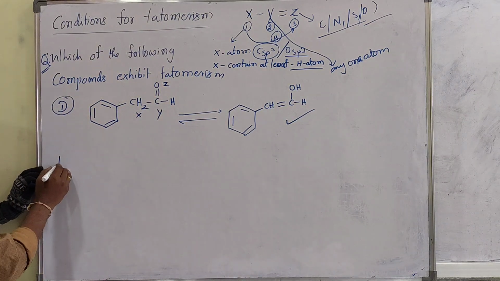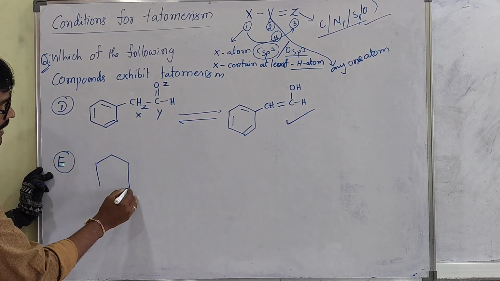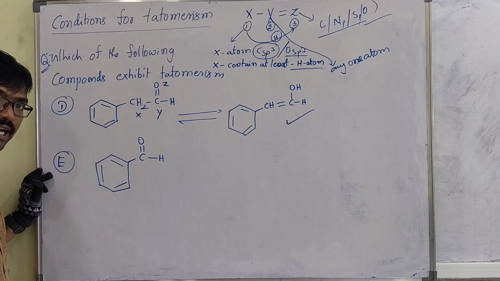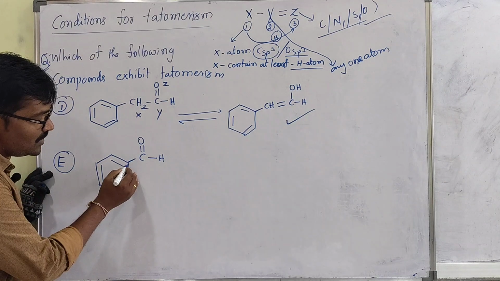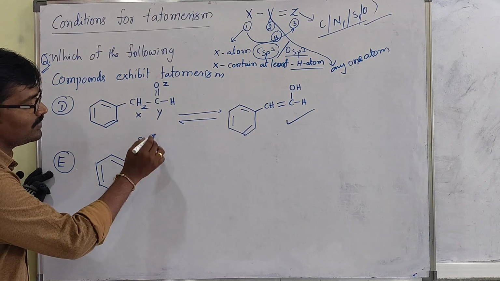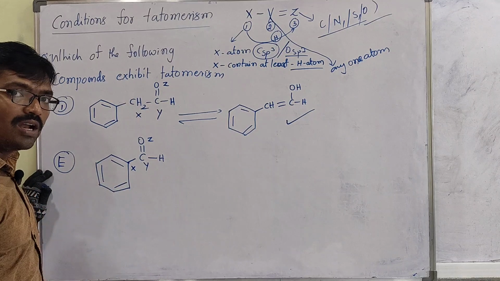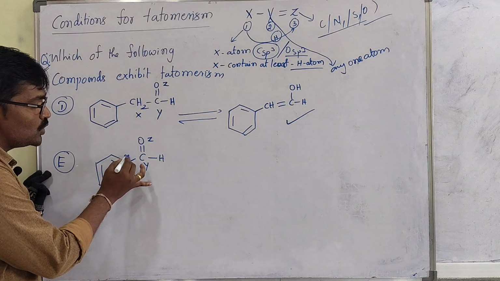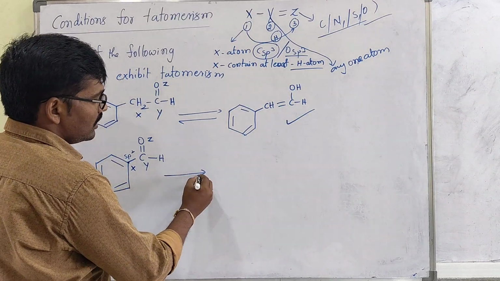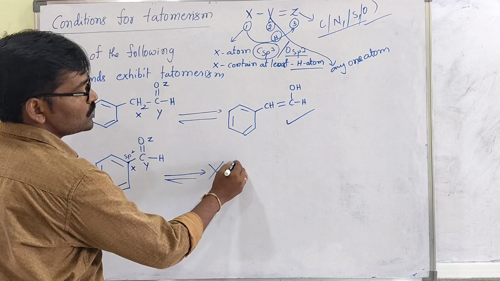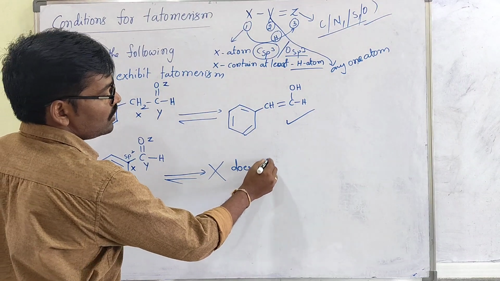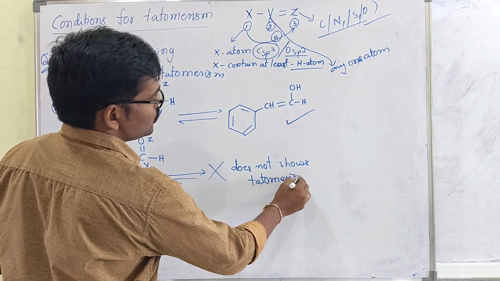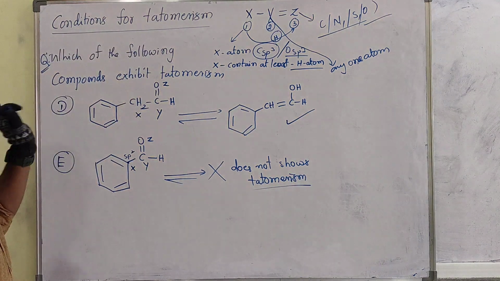Then one more example, that is E, in case you take benzene directly attached to an aldehyde group. What do we call this? Benzaldehyde. Then this is the X atom. X, Y, Z. Observe, my dear students, the X atom does not contain any hydrogen atom, and also it is not an sp3 hybridized atom. It is an sp2 hybridized atom. So two conditions are not followed. So it does not show tautomerism. The reason is that it does not follow the conditions, right?